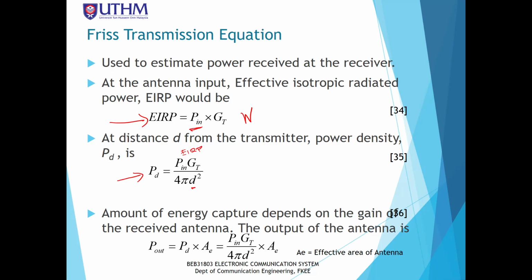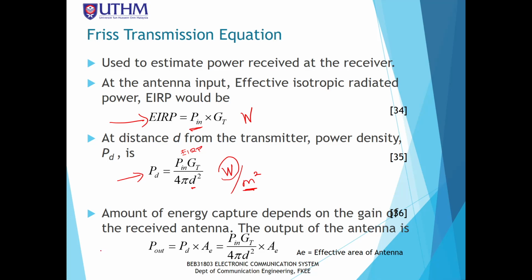Kemudian kita boleh mengira berapakah nilai output power daripada receiver antena. Okay, kita boleh mengukur output power daripada receiver antena. Remember tadi power density adalah dalam unit watt per meter square. So if you want to find the power, that means we need to multiply with the area. Area yang macam mana kita nak multiply supaya kita boleh dapatkan power pada output? Bermakna kita perlu darabkan dengan luas permukaan antena.